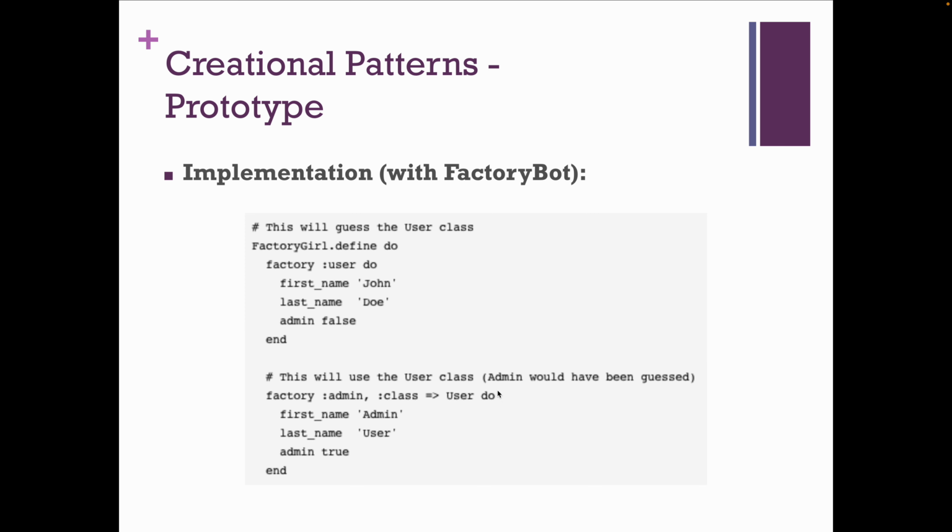So for testing, almost everybody uses this, and basically that's the older version of it, but either way, this is a prototype. So here I'm defining a user, and the prototype of it is going to be John Doe, not an admin. And the admin version of it is going to be admin user, admin true. So these are two different prototypes. So that's pretty much what FactoryBot is.